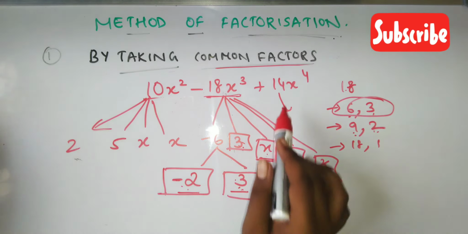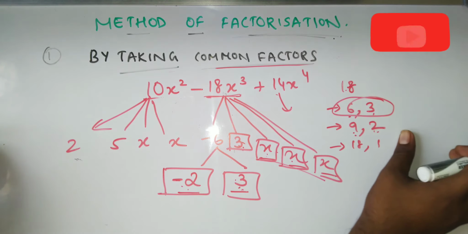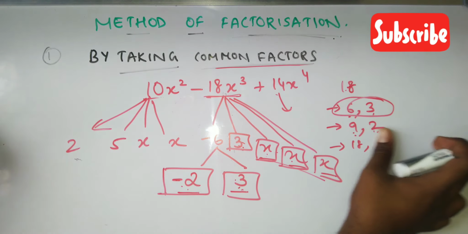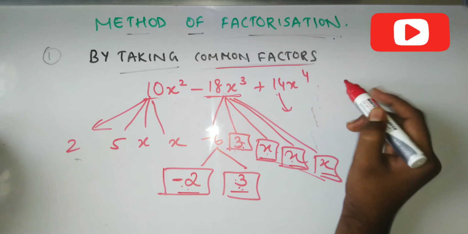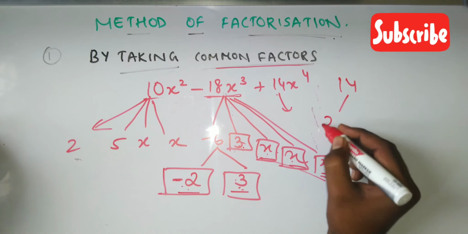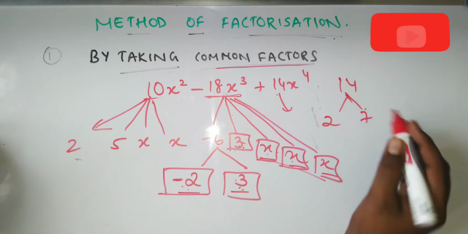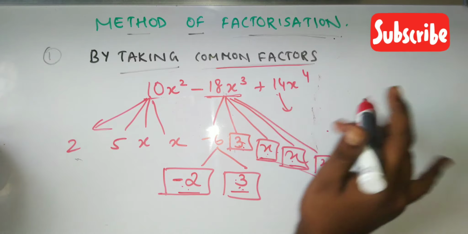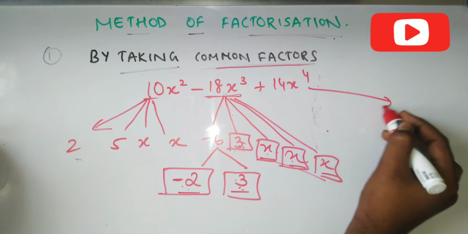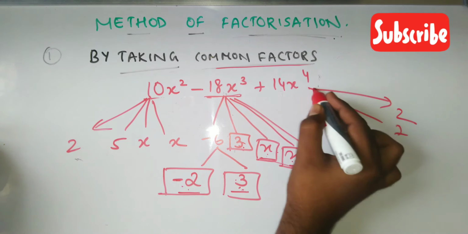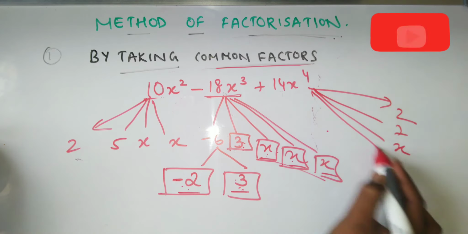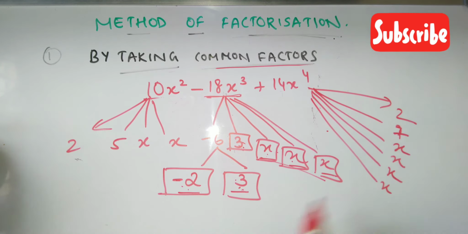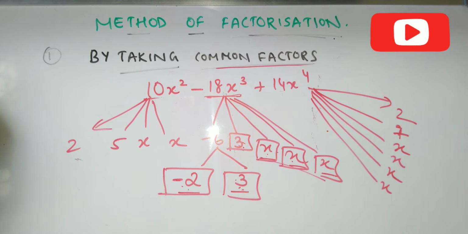Now moving on to 14x power 4. Basically, 14 I can write as 2 and 7, okay? 2 7s are 14, so I'll replace 14 by 2, 7, and x power 4 is x, x, x, x. Now I got all the factors.